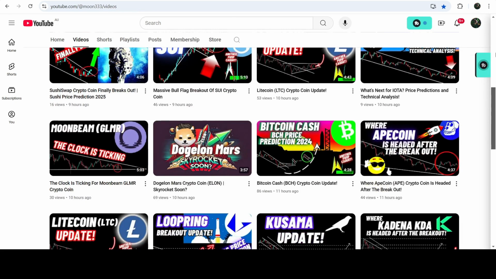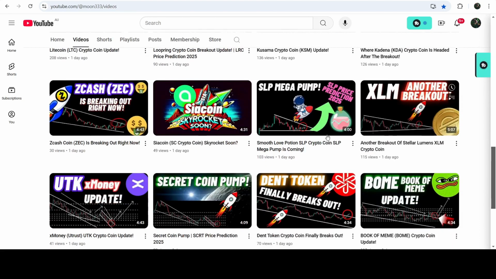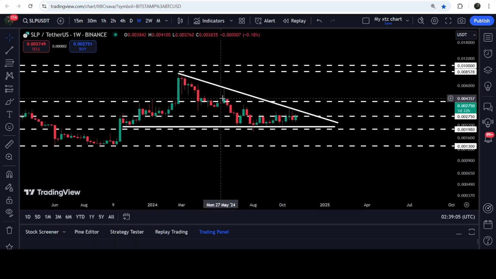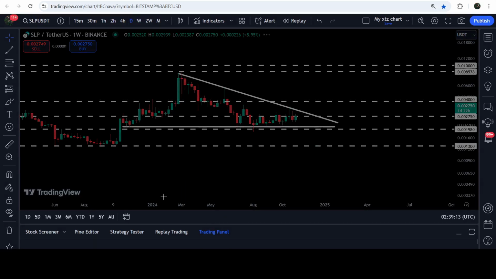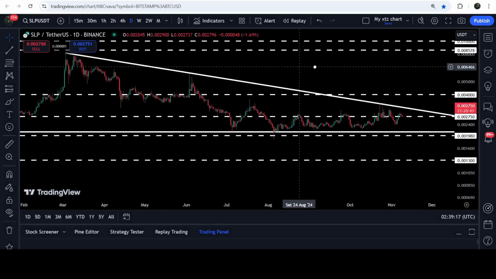As in my earlier videos, I was showing you that SLP has formed another descending triangle, and this was my last video that I shared almost 1 day ago with you. And now if you take a look at the live chart, and this is by the way a 7 days time frame chart, you can see that the movement of the price line is quite squeezed inside this descending triangle. If we take a look at the daily time frame chart, then this move will be more visible. You can see that here.